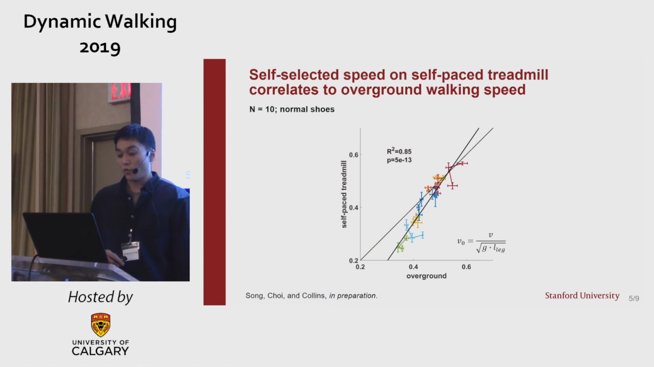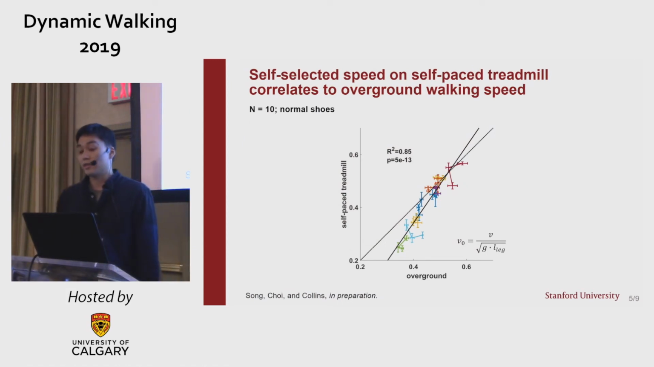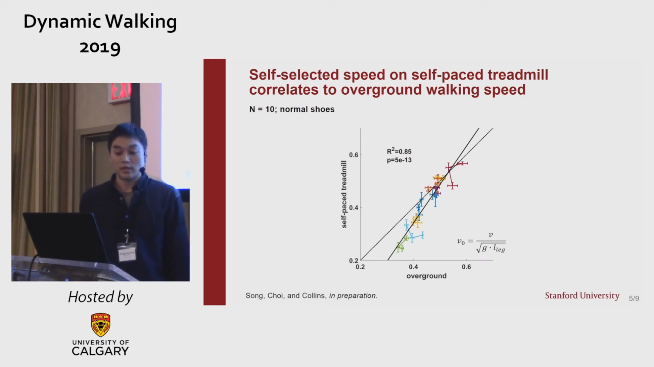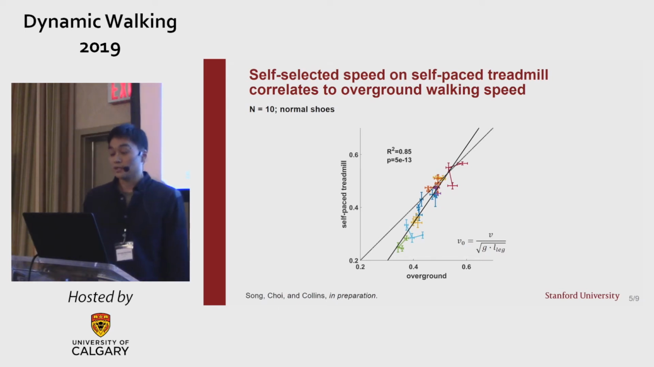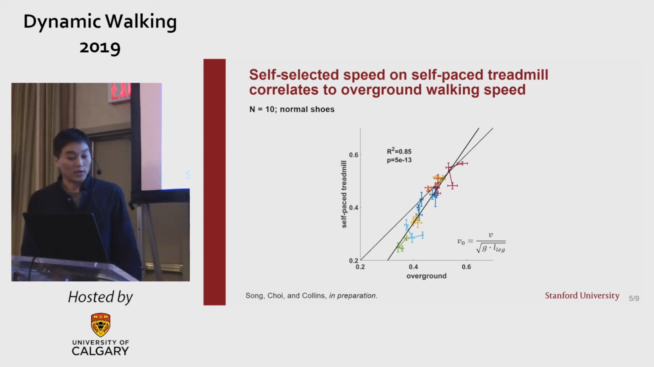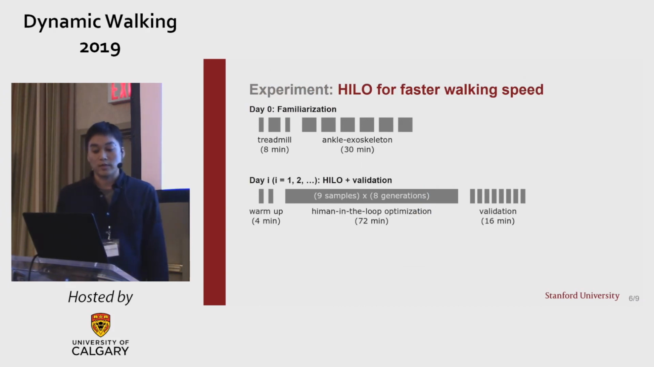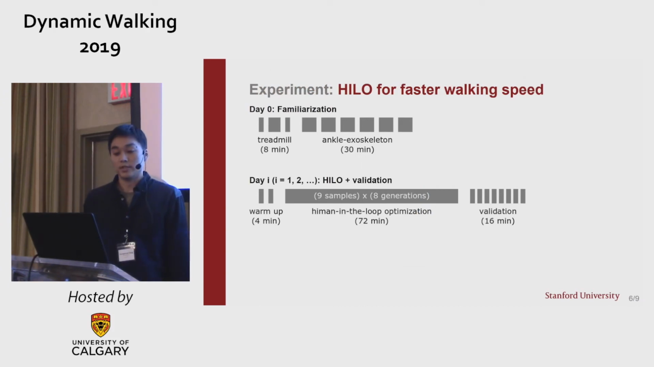We compared various overground and treadmill walking conditions with 10 subjects. I'll be happy to share the details later, but here I only want to say that our self-paced treadmill reliably captures overground walking speed, at least for normal shoes. The plot compares the overground preferred walking speeds using standard measurements on the x-axis to those on our self-paced treadmill on the y-axis. So now we are ready to conduct human-in-the-loop optimization to change preferred walking speed.